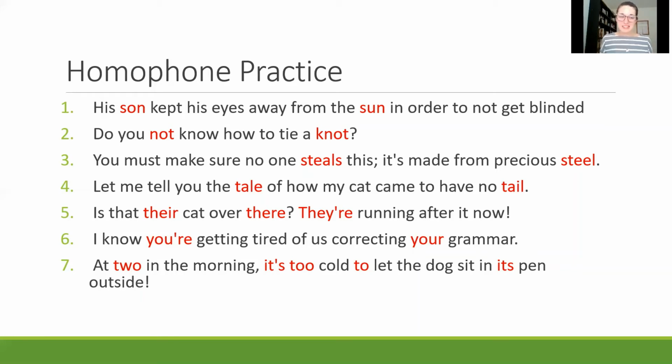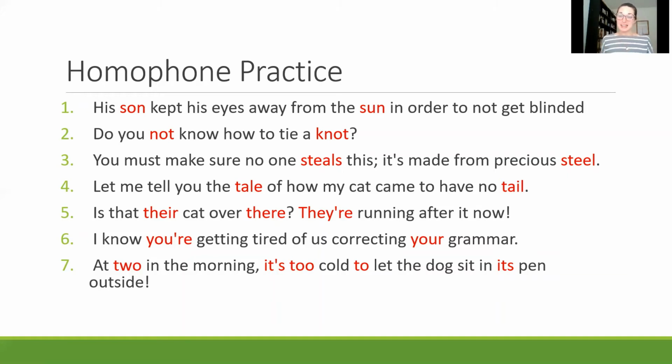For number 7, it says, at 2 in the morning, it's too cold to let the dog sit in its pen outside. Now, this is tricky because we have two sets here. First, we have two, and too, and then we see it's and its. So at 2 in the morning, like the number 2, it's too cold, like an excess of cold, right? It's too much. To let the dog go out. T-O, we often see in front of verbs like to let, to go, to jump, to run.